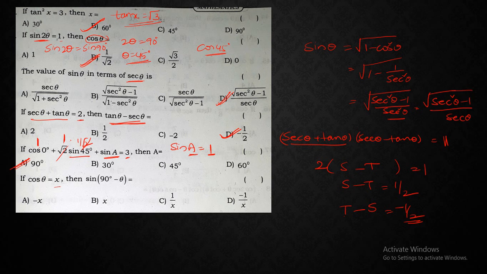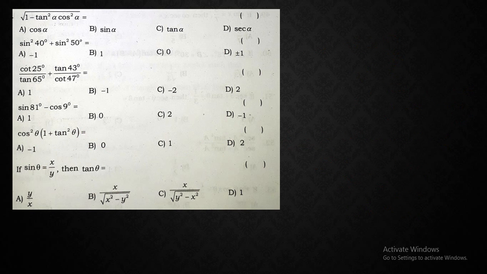Next, cos theta is equal to x. Then what is the value of sin of 90 minus theta? So what is the formula of sin of 90 minus theta? So sin of 90 minus theta is cos theta only, no? So cos theta is nothing but x. Hence sin of 90 minus theta is also x. Next, moving on to one more question.